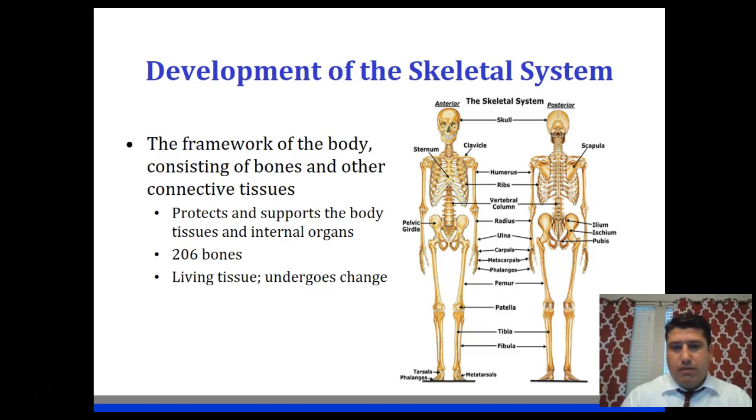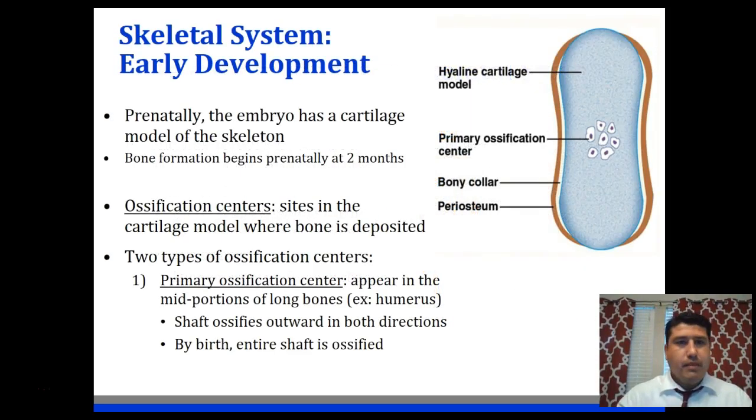There's 206 bones in the body. You learn those in A&P, and perhaps you'll learn them in other classes. The skeletal system, or the bone itself, is living tissue. It does have a cardiovascular supply. It does receive nutrients. It undergoes change throughout the lifetime. So it's a living, viable system.